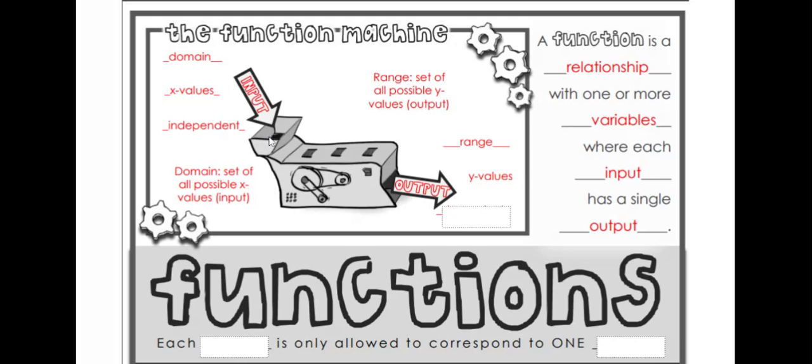Independent variable is also going to be our x values. We're gonna decide what the x is, and then the dependent variable is what comes out after what happens inside the machine.